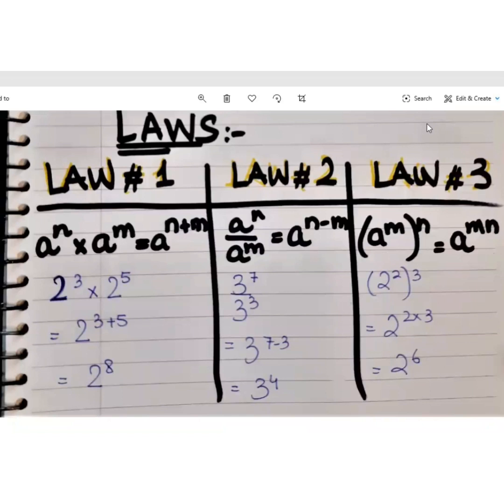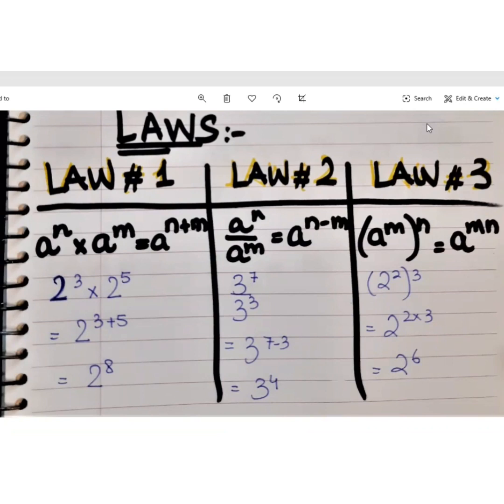Law number 1 की तरह law number 2 states that when we are dividing indices having the same base, हम क्या करेंगे, हम powers को subtract कर लेंगे. So for example, if we have 3 raised to the power 7 divided by 3 raised to the power 3, we'll subtract the powers, we'll get 3 raised to the power 7 minus 3, which gives us 3 raised to the power 4.